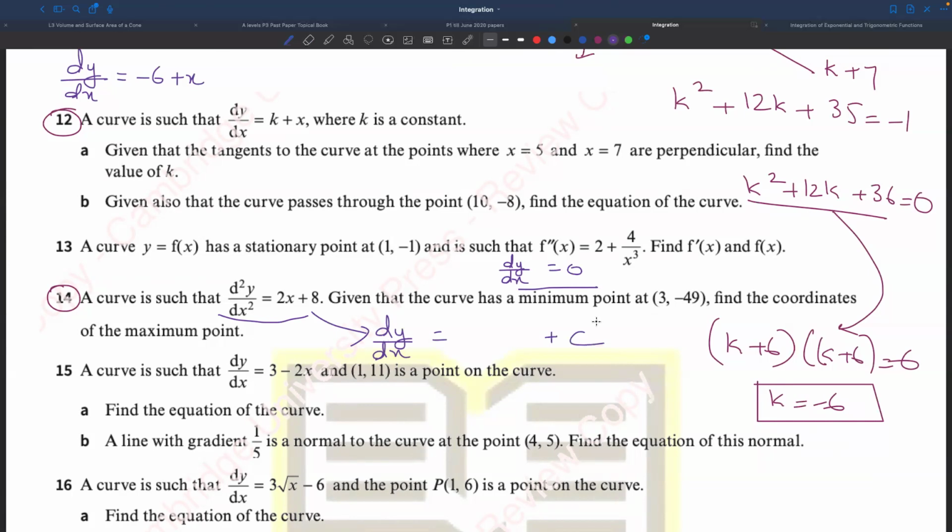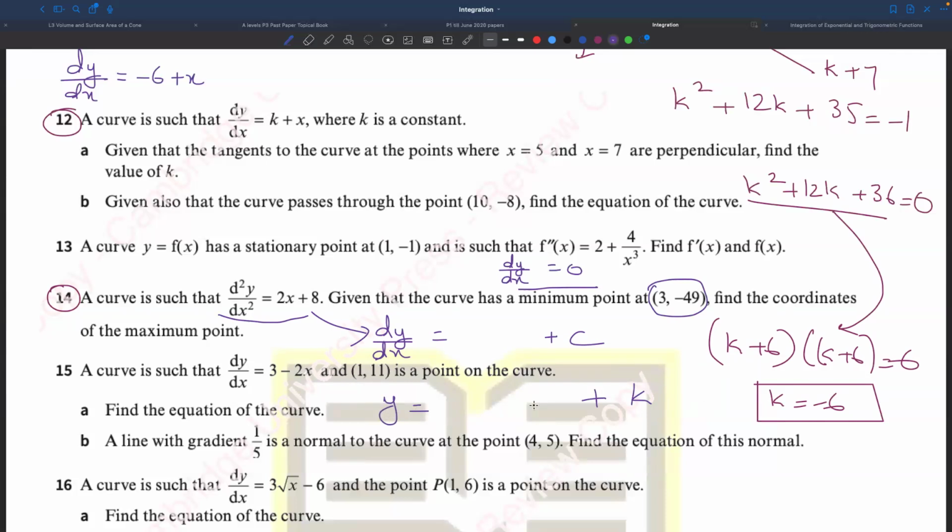You will have the value of x as 3. You will get the value of c. Once you're done with this, you will integrate it one more time to get the equation of the curve, and you will plug in these values. Next time, instead of plus c, put plus k so that there is a difference. Okay, you will get the equation of the curve.